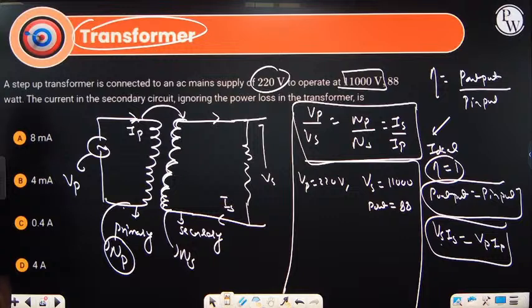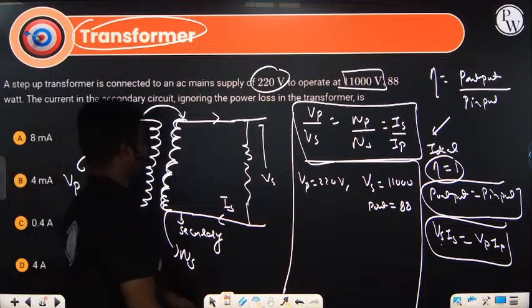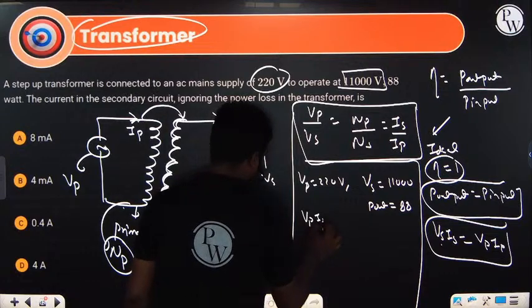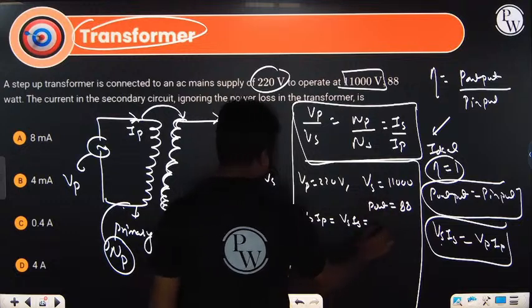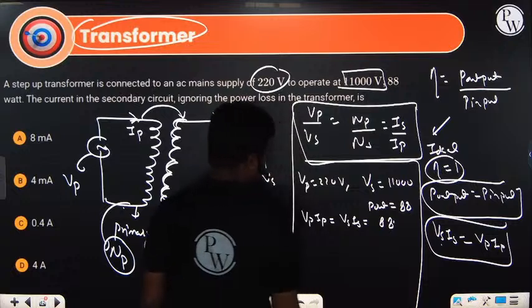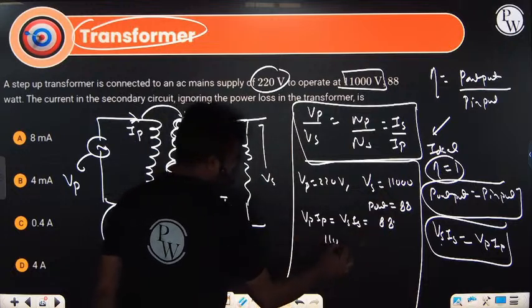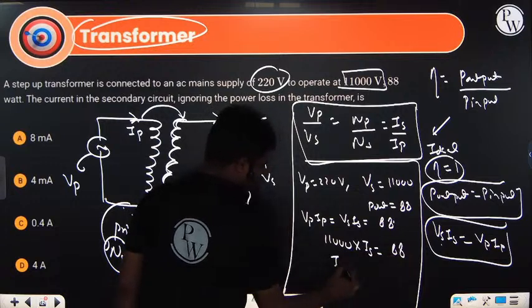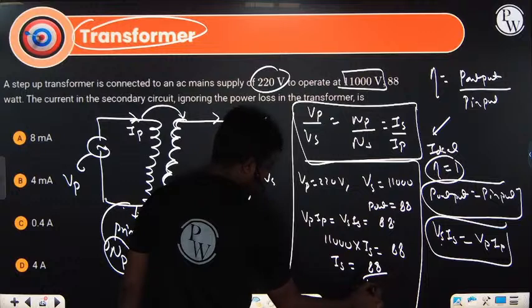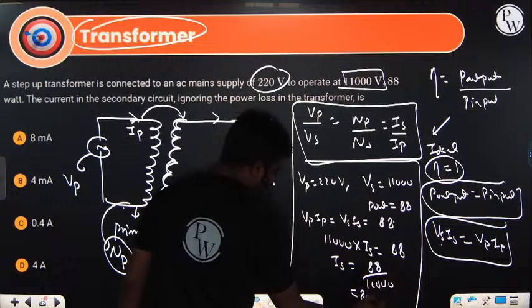So how can we solve this? Here we can write Vp into Ip equals Vs into Is, which equals the power output, 88 watt. So from here we can calculate. Vs is 11,000, multiplied by Is, which is what we have to calculate, equals 88. So what is the Is value? It is 88 divided by 11,000. We are getting 8 milliwatt. The answer is option.